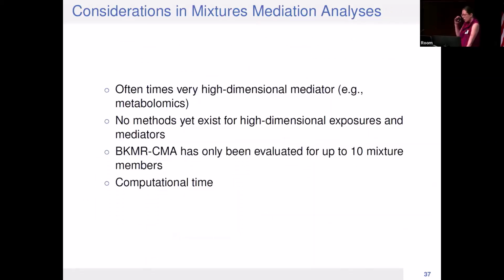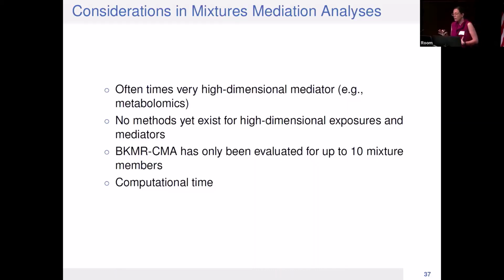So considerations, though, is that oftentimes we have very high dimensional mediators. For example, we have one or many exposures. We want to see, are they associated to my outcome through the metabolome, transcriptome, etc. No method yet exists for high dimensional exposures and mediators. Current studies have used dimensionality reduction methods to reduce the dimensionality of high dimensional mediators. But, interpretability, we've talked about these issues before.